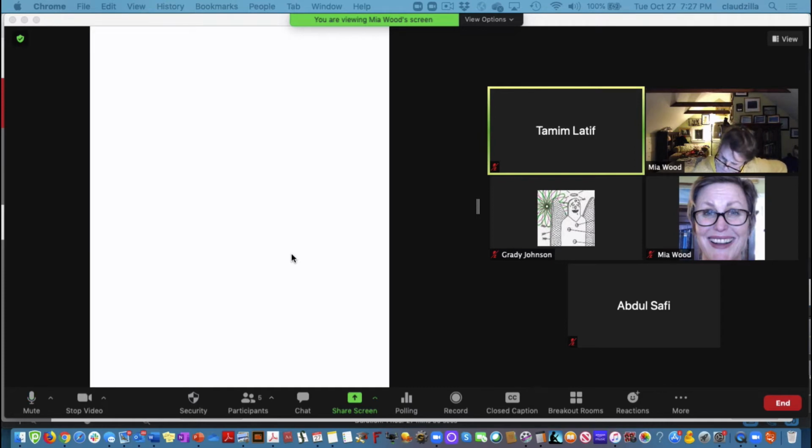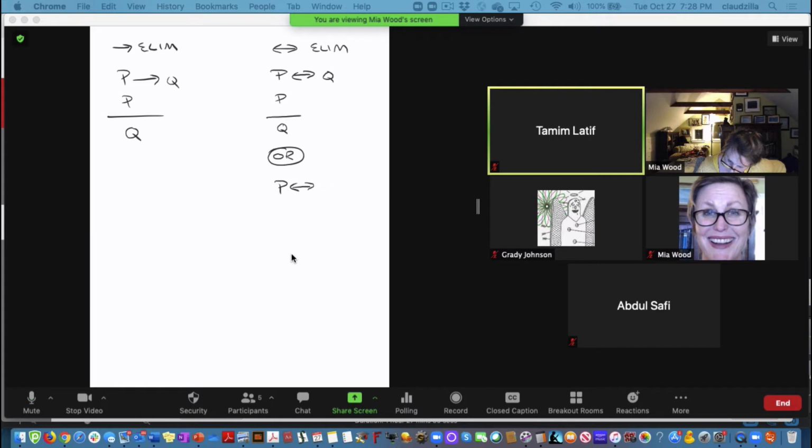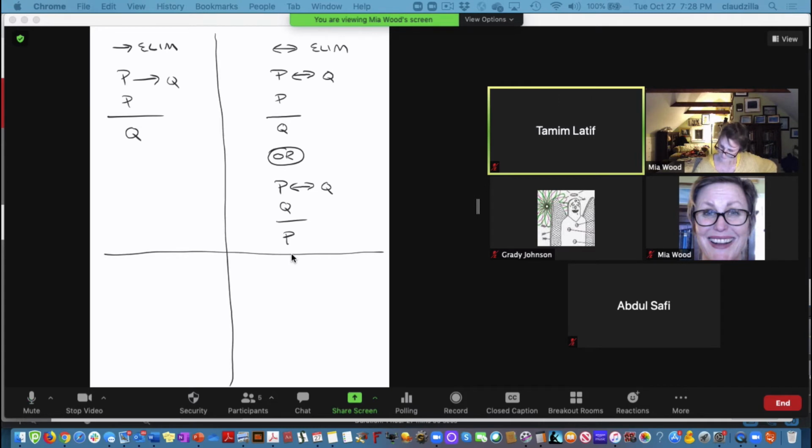All right, so as a reminder, to dismantle, we've got our two elimination rules. Now let's talk about the intro rules. Just for the sake of visual seamlessness, I'm just going to go ahead and draw a line. This might actually be better to do. Okay, so conditional intro looks like this.